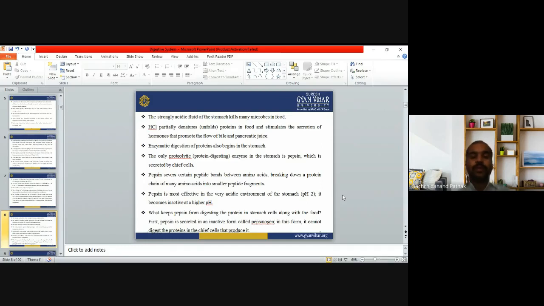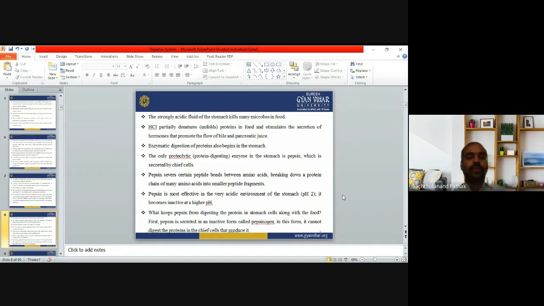What keeps pepsin from digesting the proteins in the stomach cells along with the food? Pepsin is secreted by the chief cells, and pepsin helps to digest and denature proteins. It is a proteolytic enzyme that digests protein. So what keeps pepsin from digesting the protein in the stomach cells?